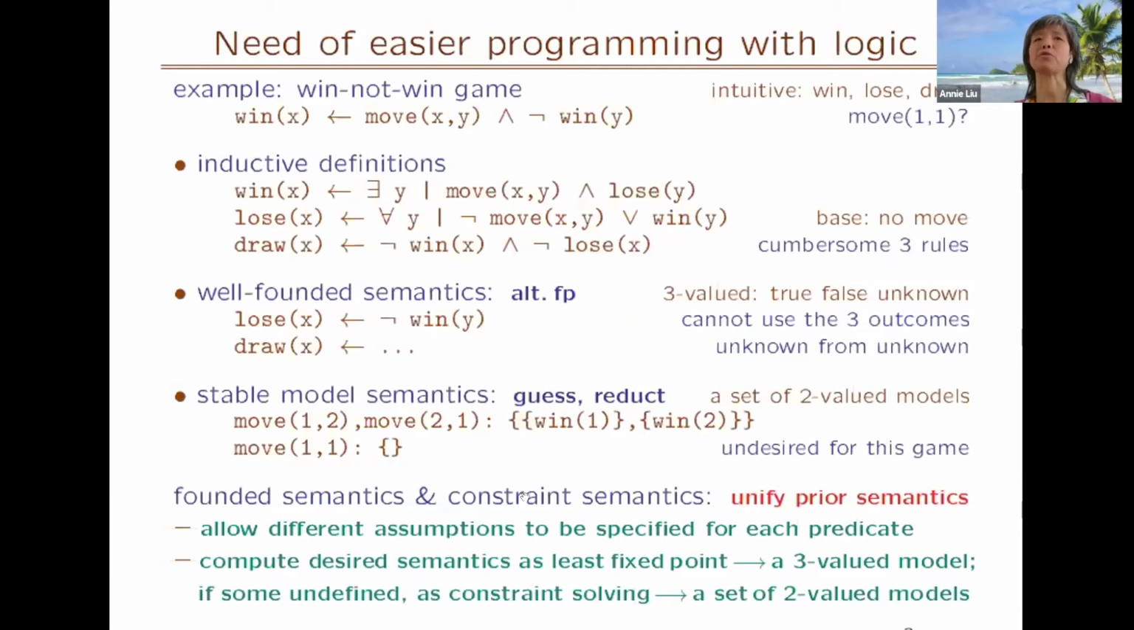So founded semantics and constraint semantics unify these things by allowing you to specify different assumptions. So you can compute the founded semantics basically as a least fixed point, giving a unique 3-value model. And for the undefined values, you try all combinations as constraint solving, and you get a set of 2-value models. Okay, that's prior work.